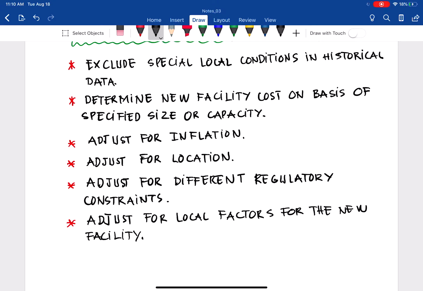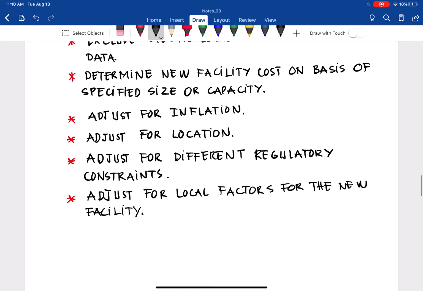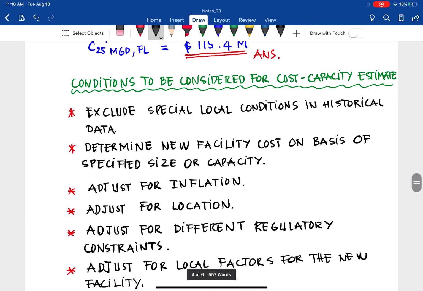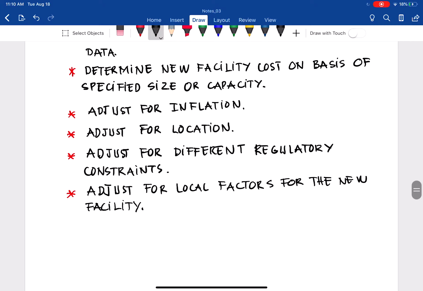And then we determine the new facility cost based on the specialized cost or capacity. So we use the cost capacity equation in the second step to determine the new facility cost. And as the historical reference project was built at a different time compared to the new facility, we need to adjust for inflation, something we did before with the index, or we can use the inflation rate that applies in problem 3, which I'm going to show you in a few minutes.